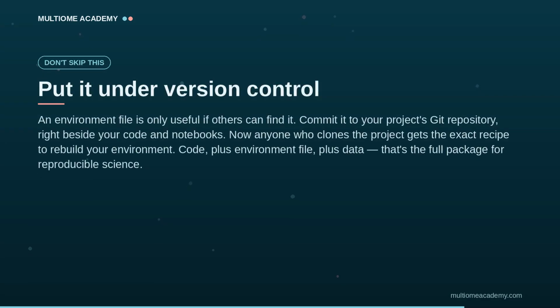An environment file is only useful if others can find it. Commit it to your project's Git repository, right beside your code and notebooks. Now anyone who clones the project gets the exact recipe to rebuild your environment. Code plus environment file plus data is the full package for reproducible science.